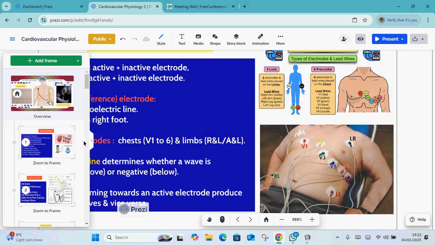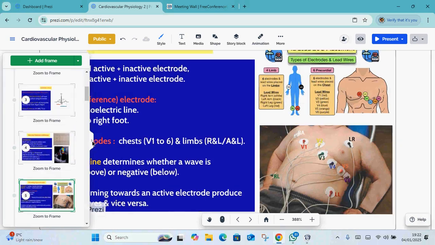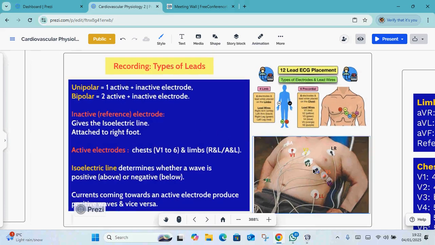So these are the electrodes. Now there is a difference between the electrodes and leads. Electrodes are the stickers and the cables connected to the ECG machine. The leads is what you actually see in the ECG. So you see 12 leads on the ECG.